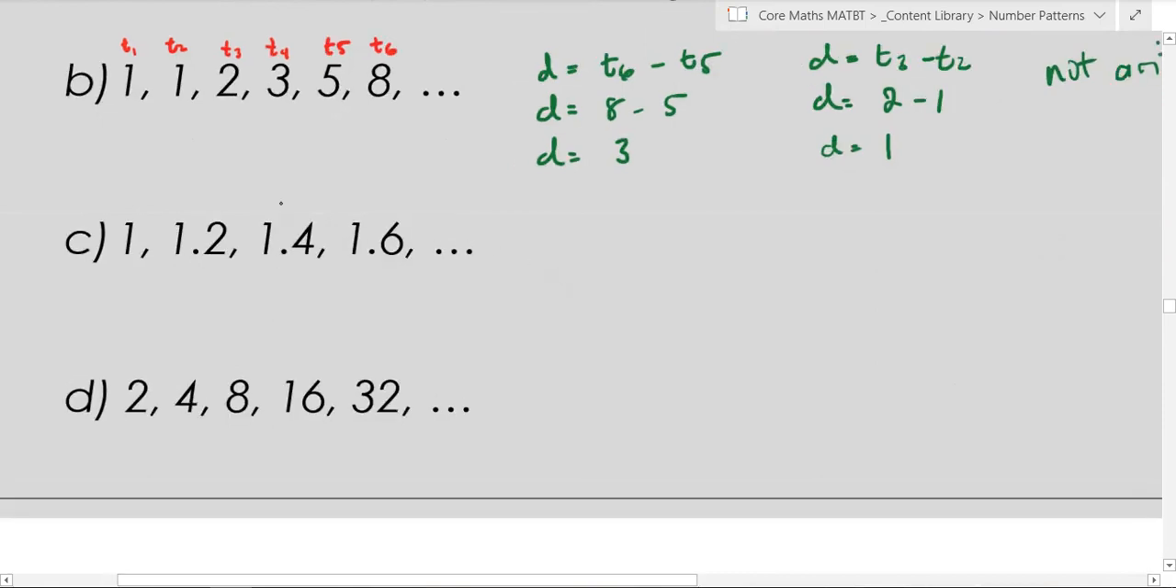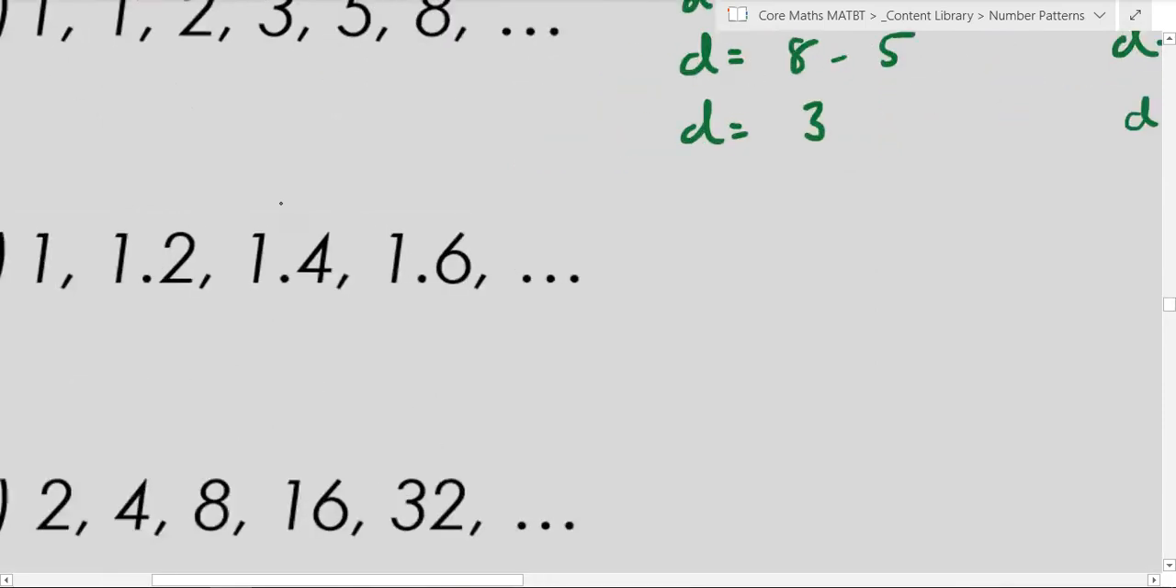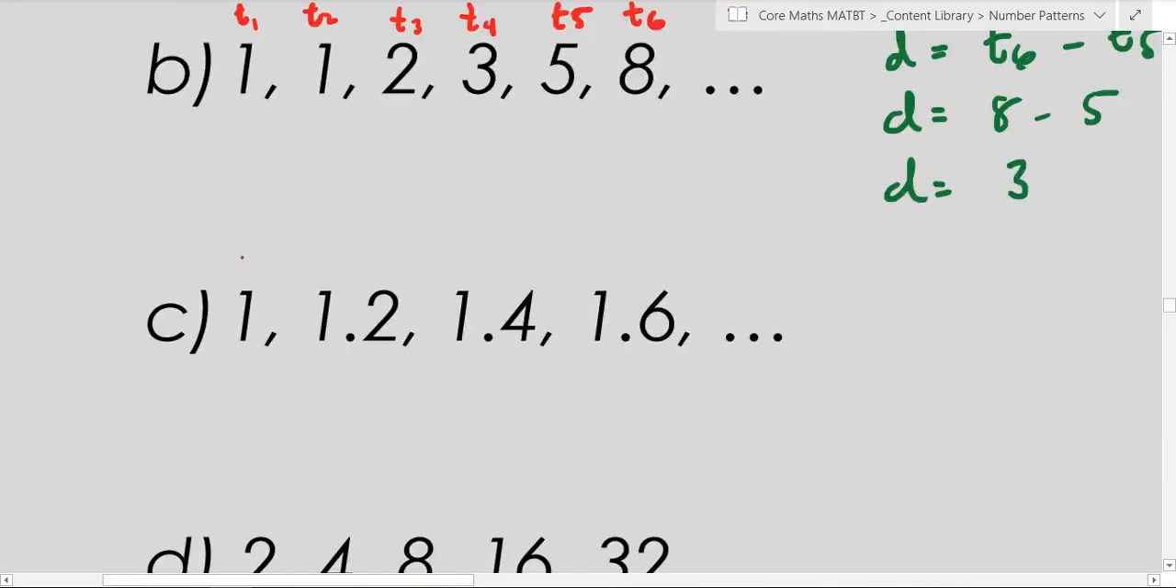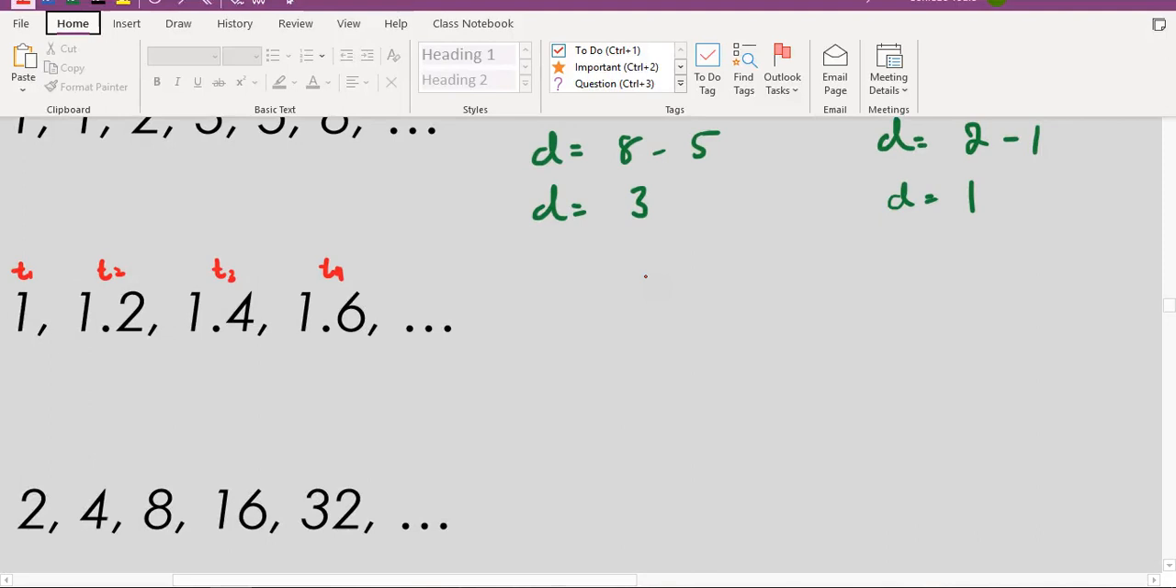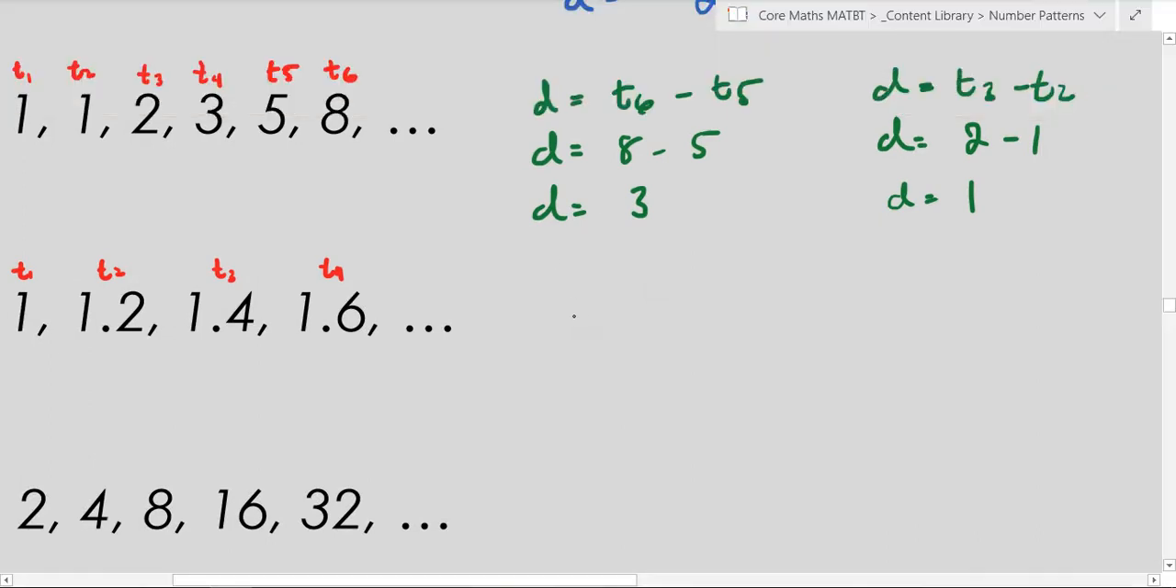This one here, again, label the terms. Okay, it really helps to label the terms for these. So T1, 2, 3, 4. Alright, so first one, let's go T3, sorry, D equals T3, take away T2. So let's go 1.4, take away 1.2. This equals 0.2.